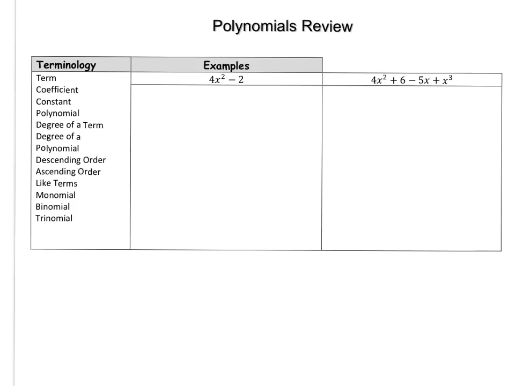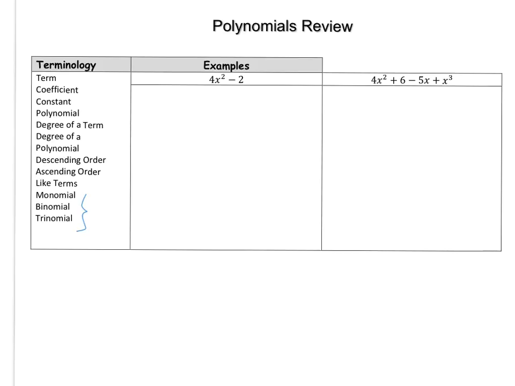So the first idea is, of course, this 4x squared is a term, the negative 2 is a term. Note the sign in front always belongs with it. Here we have a term 4x squared plus 6, negative 5x, and x to the 3. So those individually are terms. And just looking at these words down here, this particular polynomial has two terms, so it's a binomial. A monomial would obviously be one term, a trinomial would be three terms, and anything more than three, so this one over here, it has four terms, it's actually called a polynomial.